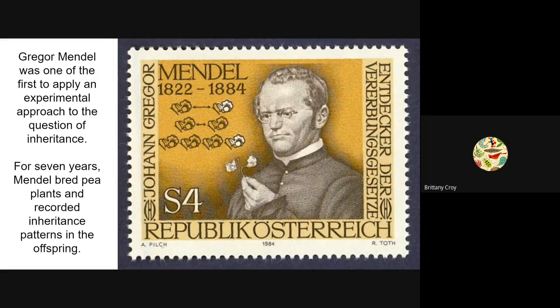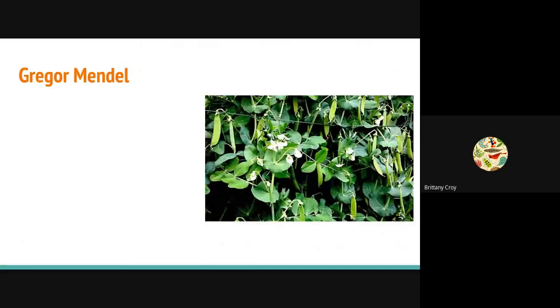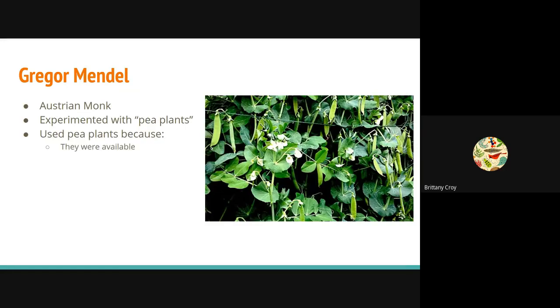And he spent 7 years of his life breeding pea plants to be able to study this. He was a monk, and that picture there is of the pea plants that he used. He used pea plants because they were readily available, cheap and easy to get, and they reproduced quickly, which allowed him to study multiple generations fast. They also had a lot of different traits, like the flowers could be white or purple, and the plants themselves could be tall or short.